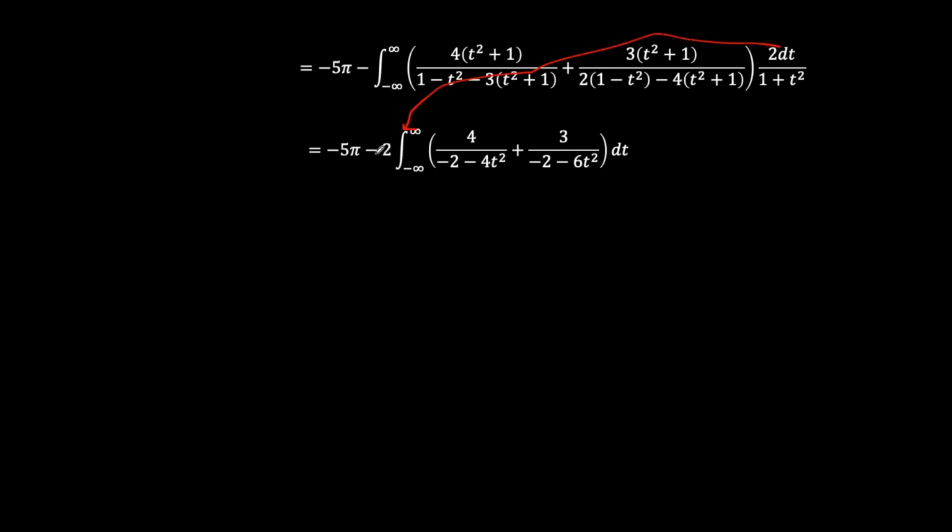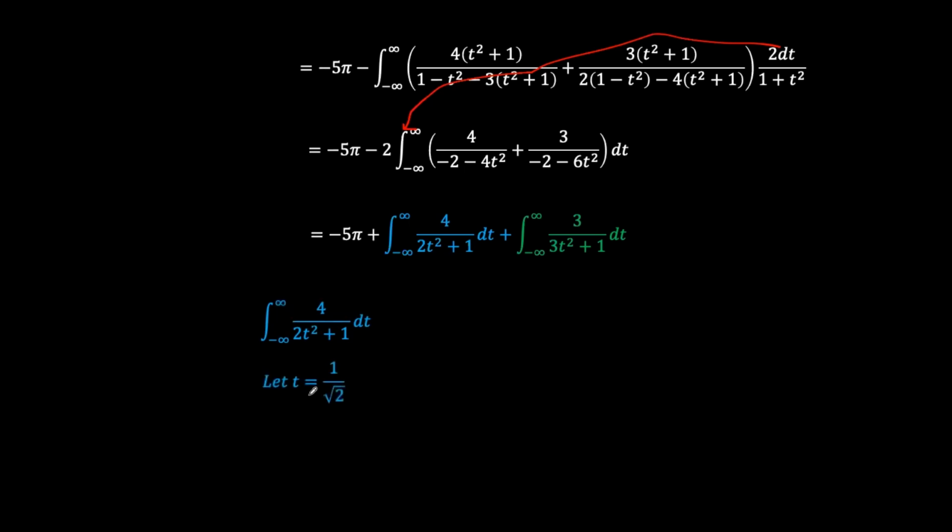And as we have a negative here, multiplying it across, that becomes a positive. Same here, we have 4 over 2t squared plus 1. And then we have 3 over 2t squared plus 1 for this integral. We can now deal with this blue integral and the green integral separately.